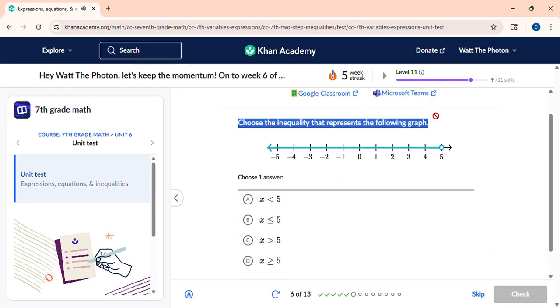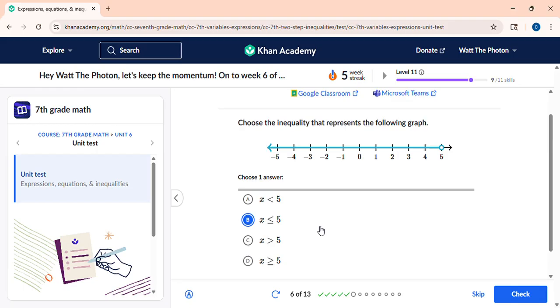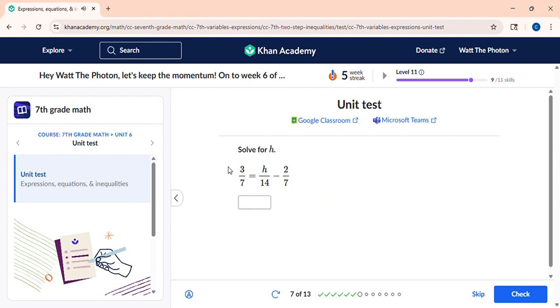Choose the inequality that represents the graph. Negative 5 less than, so 0, which is less than 5. 4, 5 is not less than 5. There we go. Solve for h.